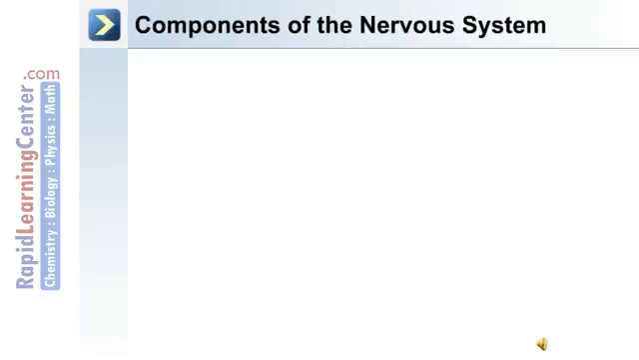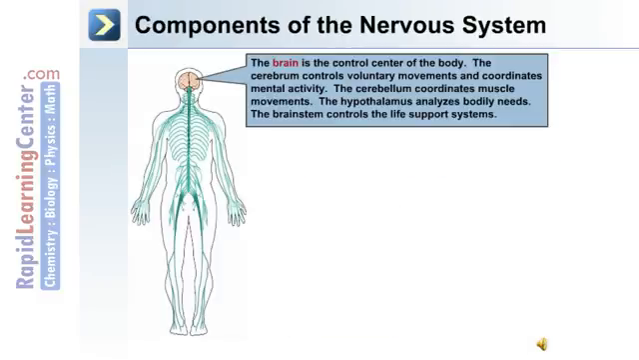The components of the nervous system. The brain. The brain is the control center of the body. The different regions include the cerebrum, which controls voluntary movements and coordinates mental activity. The cerebellum coordinates muscle movements. The hypothalamus analyzes the needs of the body, and the brainstem contains the key control centers like the respiratory center and the cardiac center.